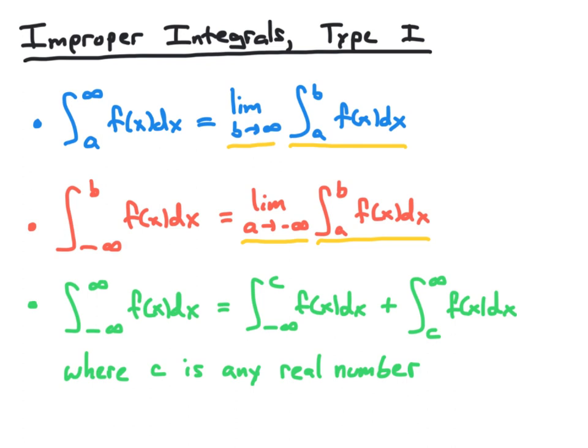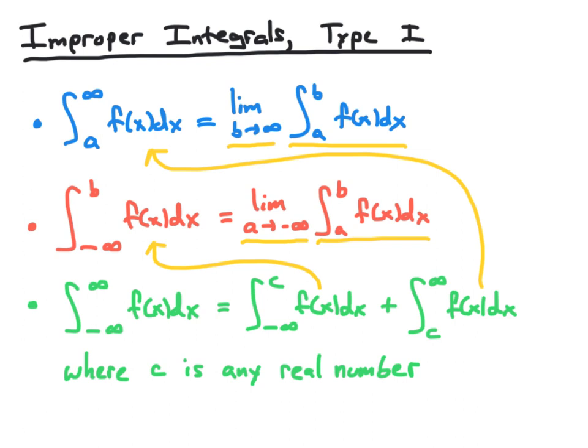The third variety involves both infinite limits, so we have an integral from negative infinity to infinity of f of x dx, and here we're going to define this integral to be the sum of two other improper integrals. The integral from negative infinity to some number c of f of x dx, which is an improper integral like the second one shown here. And we're going to add to that the integral from the same number c to infinity of f of x dx, and this is like the first version here, where we have an infinite limit as the upper limit. And so each of these two integrals are computed using limits, and then we add the two resulting values together.